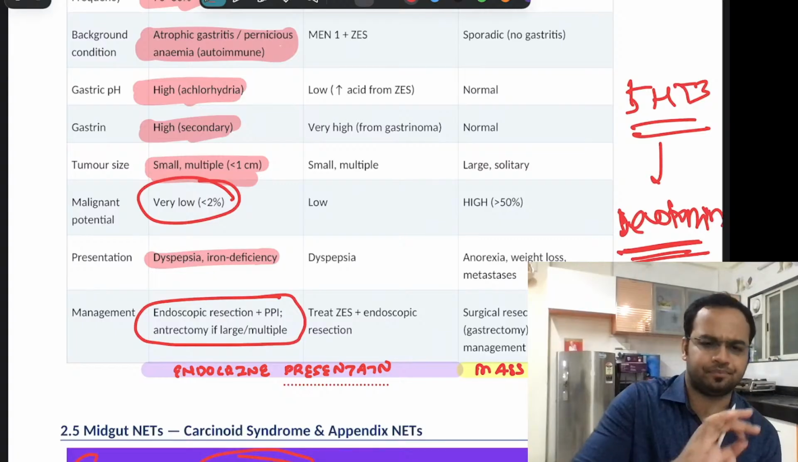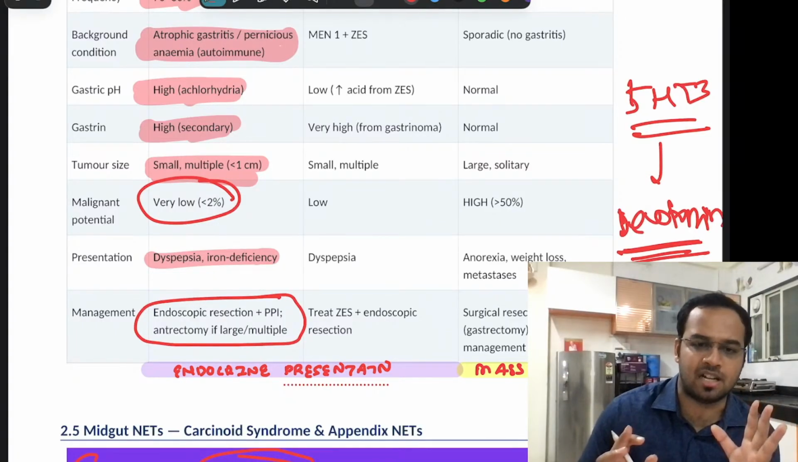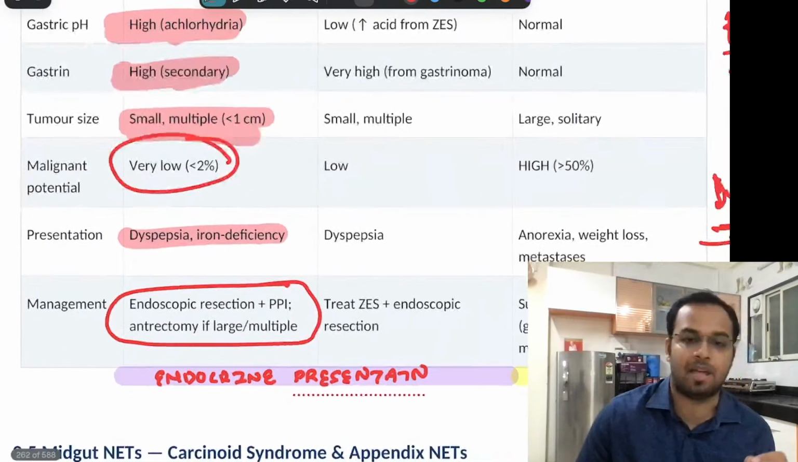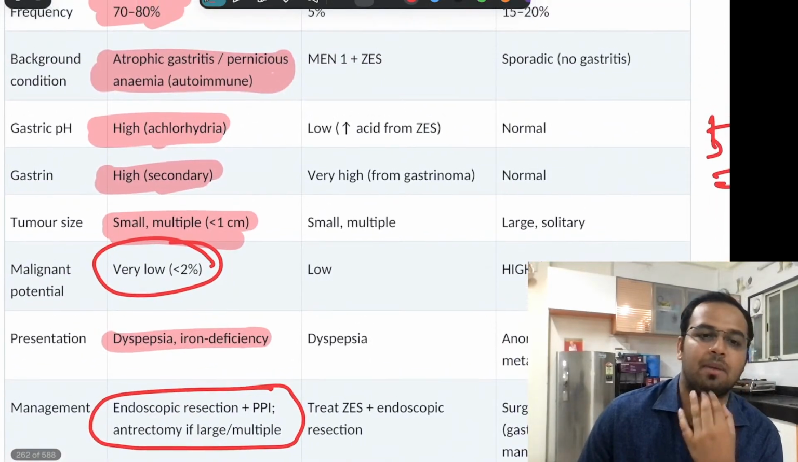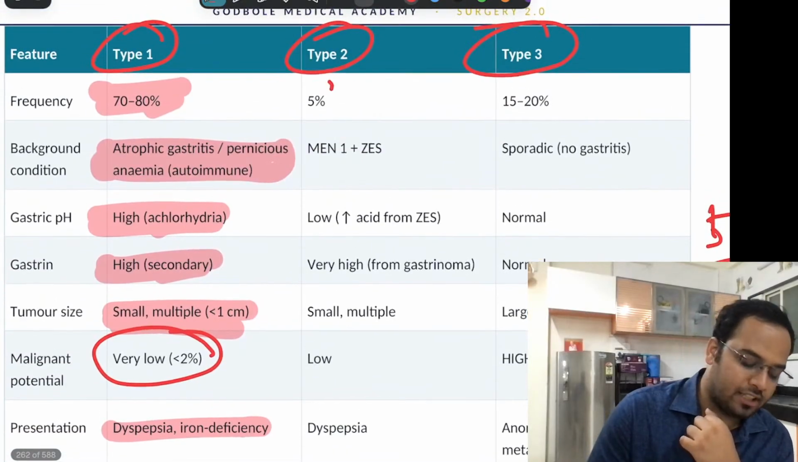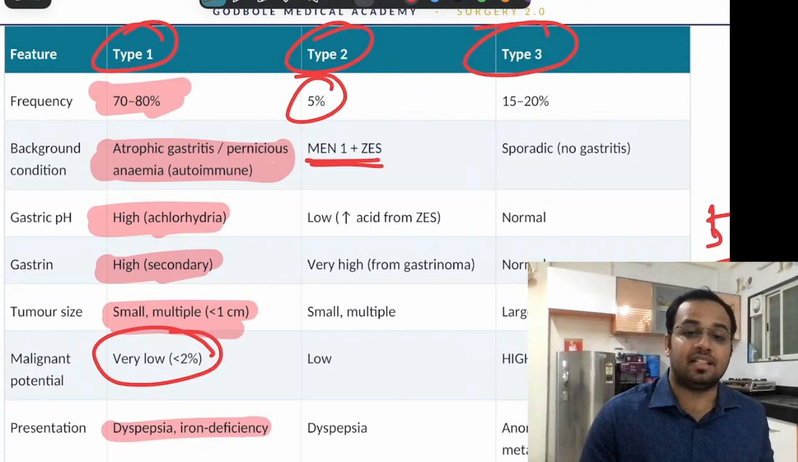But type 1, nothing to worry, you will go for just endoscopic resection and you will give the patient PPI. You should give the patient PPI because patient को hypergastrinemia है. अगर patient को achlorhydria है तो PPI तुम patient को side by side supplement कर सकते हो. Type 2 is 5%. So type 2 is comparatively less. MEN1 syndrome is associated with type 2.